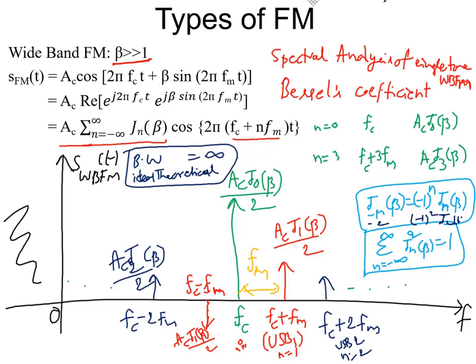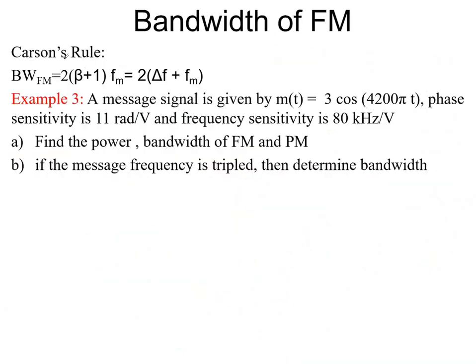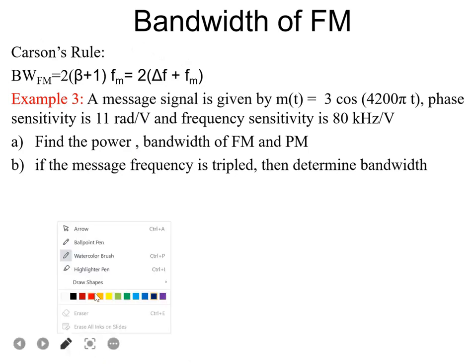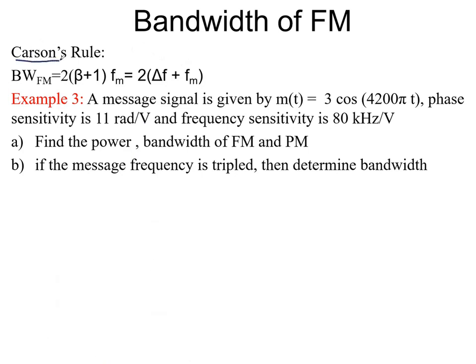What you need to take away from here is that at FC you have an amplitude of AC J0 beta by 2, at FC plus FM AC J1 beta by 2, at FC plus nFM the amplitude is AC Jn beta by 2, the spectral amplitude, and the difference between the consecutive spectral points is FM. Now the practical bandwidth for FM was given by a person named Carson, which is called Carson's rule.